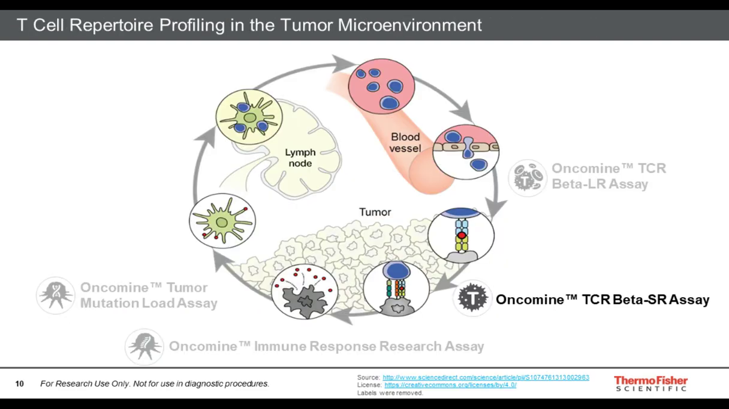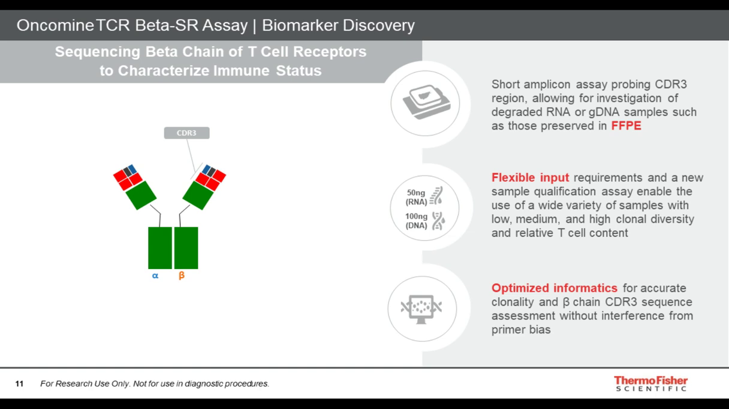So I'll move on now to discuss a related assay, the TCR-beta short read, or SR assay. Like the long read assay, the short read assay enables characterization of T-cell receptors using a short amplicon strategy that probes the CDR3 region exclusively. The use of short amplicons enables the use of the panel with FFPE samples, whose RNA and DNA are typically degraded to varying degrees. And the ability to work with degraded FFPE samples makes this panel ideal for studying the immune repertoire in the tumor microenvironment. As with the long-read assay, it has flexible input requirements, and it comes with pre-configured, optimized bioinformatics capabilities.